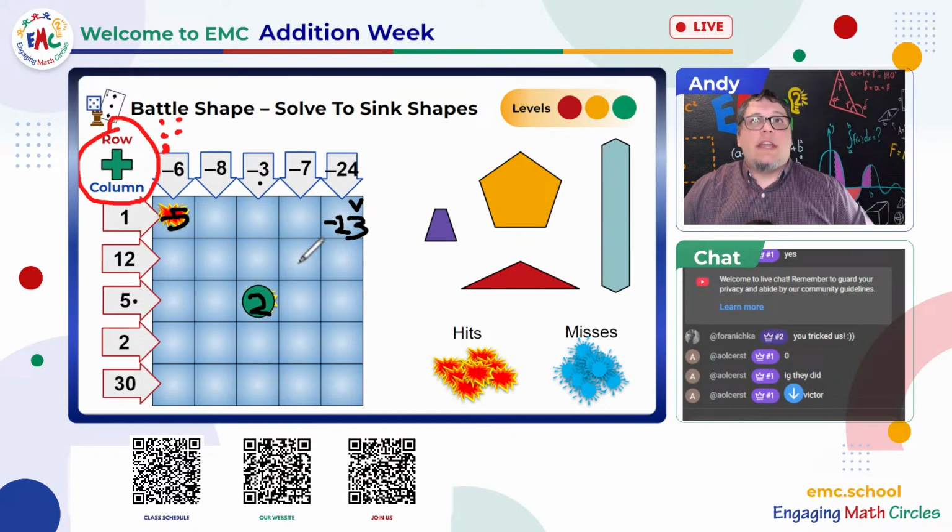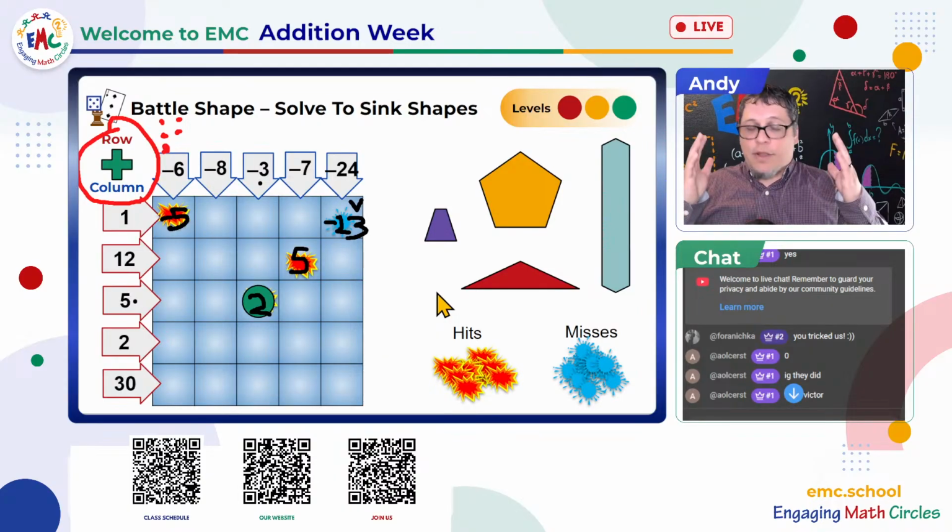I got another one in chat. It was 12 plus -7 is 5. Absolutely correct. And it's another hit, but not a sink this time. You're on fire, chat, 2 for 2. But Victor, I'm sorry, you missed. I worked so hard. I'm as proud of you for getting the miss as I am for a hit.